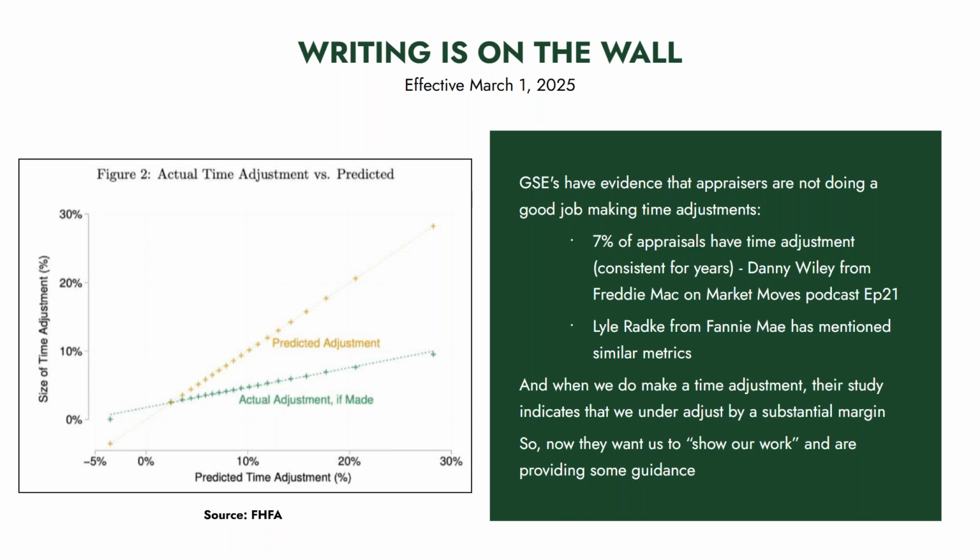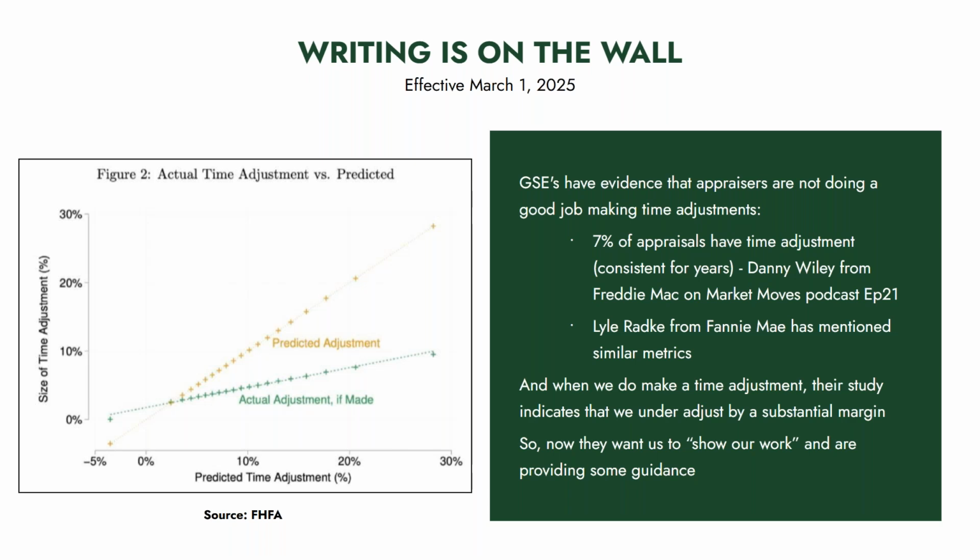Okay, so let's talk about the GSE stuff. In my opinion, the writing's on the wall. The GSEs have basically presented evidence that appraisers are not doing a good job making time adjustments. What's some of that evidence? Danny Wiley from Freddie Mac presented this on a Market Moves podcast, episode 21. He basically said 7% of appraisals have time adjustments, and that's been consistent for years. So you think about COVID and the run up and how almost every market in America was moving. Only 7% of appraisals actually had time adjustments applied.